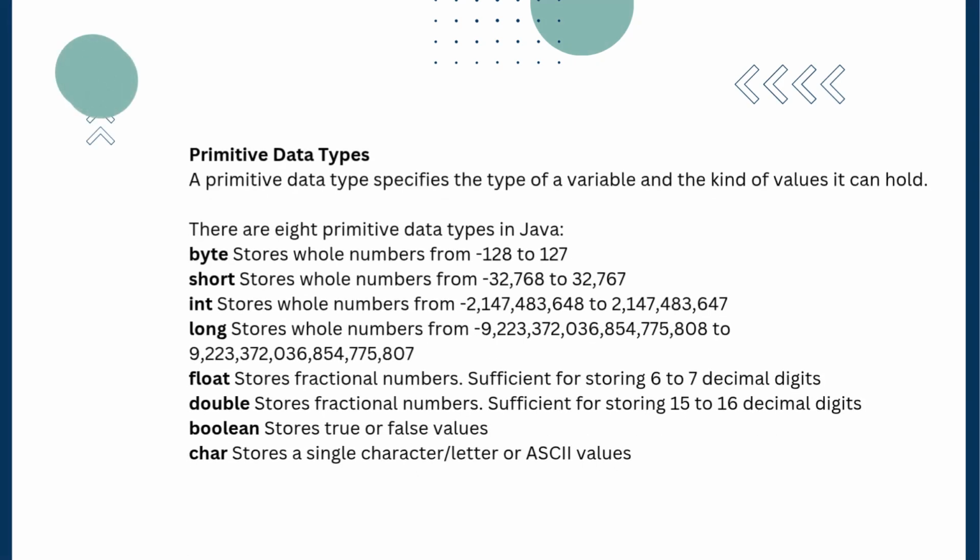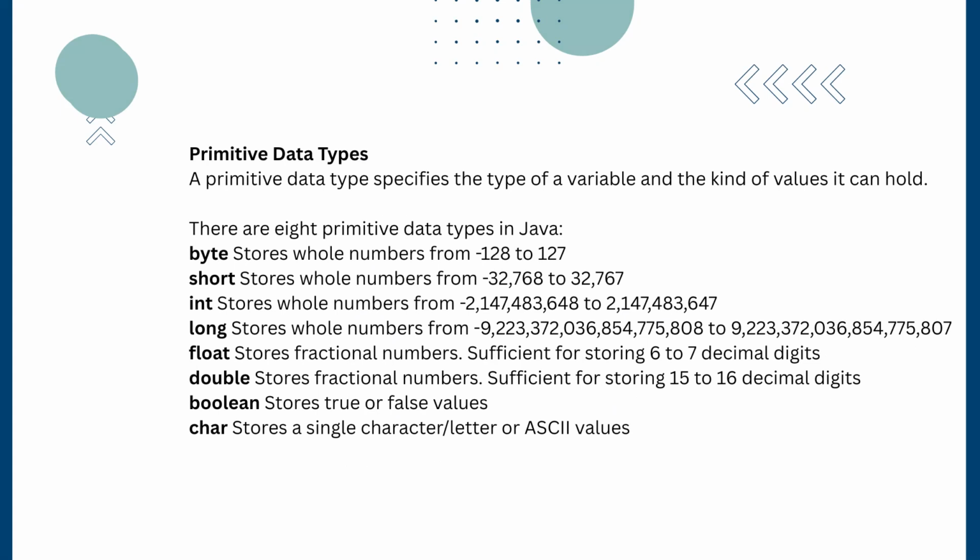There are 8 primitive data types: byte, short, int, long. They have their specific range, so you can check it here. Based upon this range, we can declare the variable of that type. Byte, short, int, long: these are all integer values.